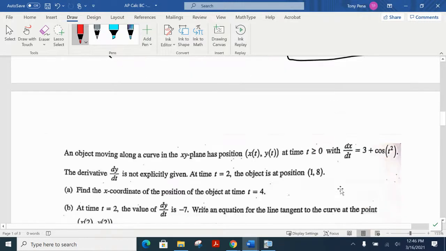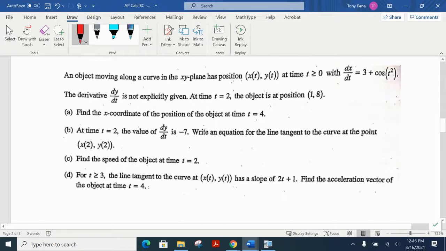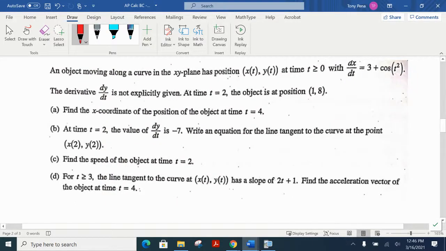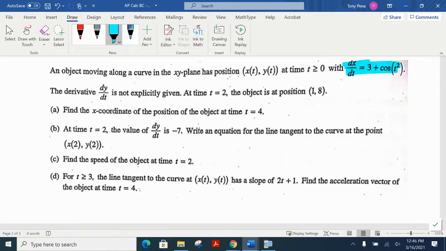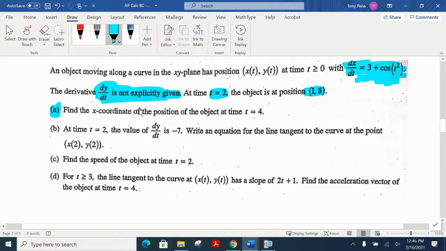All right, next one. A is the one I really wanted to make sure that you see here. This is a calculator question. As you read through this, it's largely straightforward. Here is dx dt. dy dt, they're being very mysterious about. They're not going to give you the dy dt. And then at the time of 2, here's your initial position. So if I ask you for a velocity vector, we have some information here to give us, but we don't have this. All right, but part A, they want you to find the x coordinate of the position of the particle at the time of t equals 4.